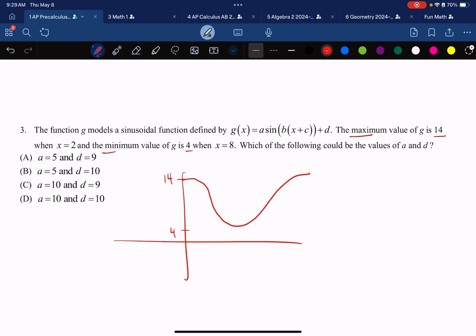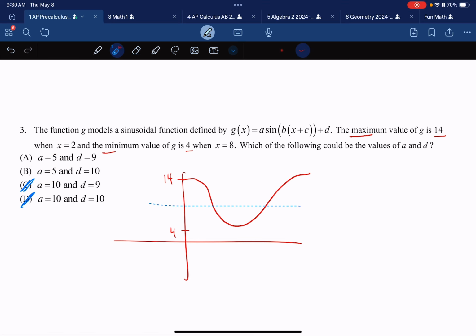I'm coming all the way down here to the height of 4, which means where is the midline, right? The midline is halfway in between, and I can say I went down a total distance of 10, which is where these 10s are coming from. But the problem is that's not how you calculate the value of A. A is the distance from the midline to this maximum, or the midline to the minimum. So you can just divide that distance by 2. 10 divided by 2 is 5. So we know it's between A and B because these have the correct value of A.